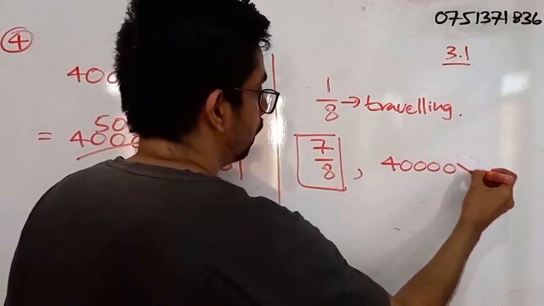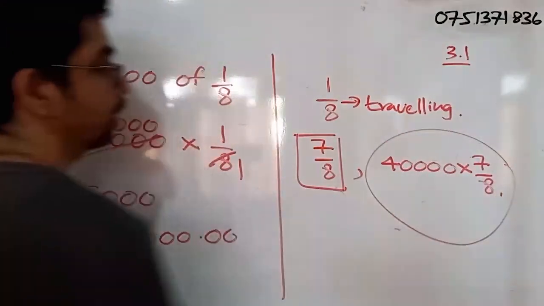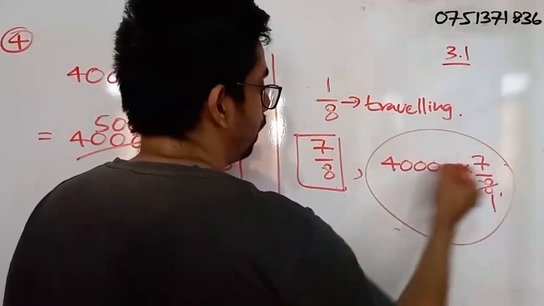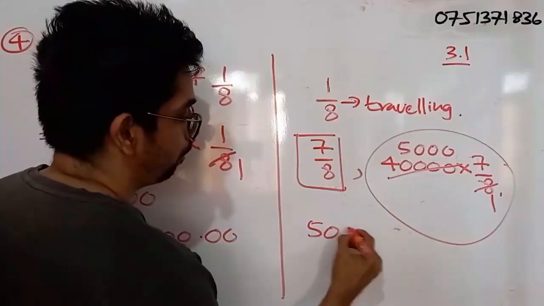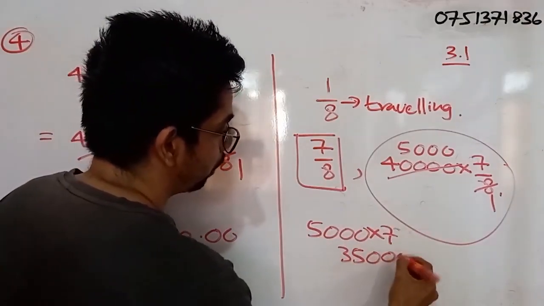40,000 into 7/8. This is the value we have to take. Right? So 8 times 1 and 8 times 5. So 5,000 into 7, we get what? 35,000.